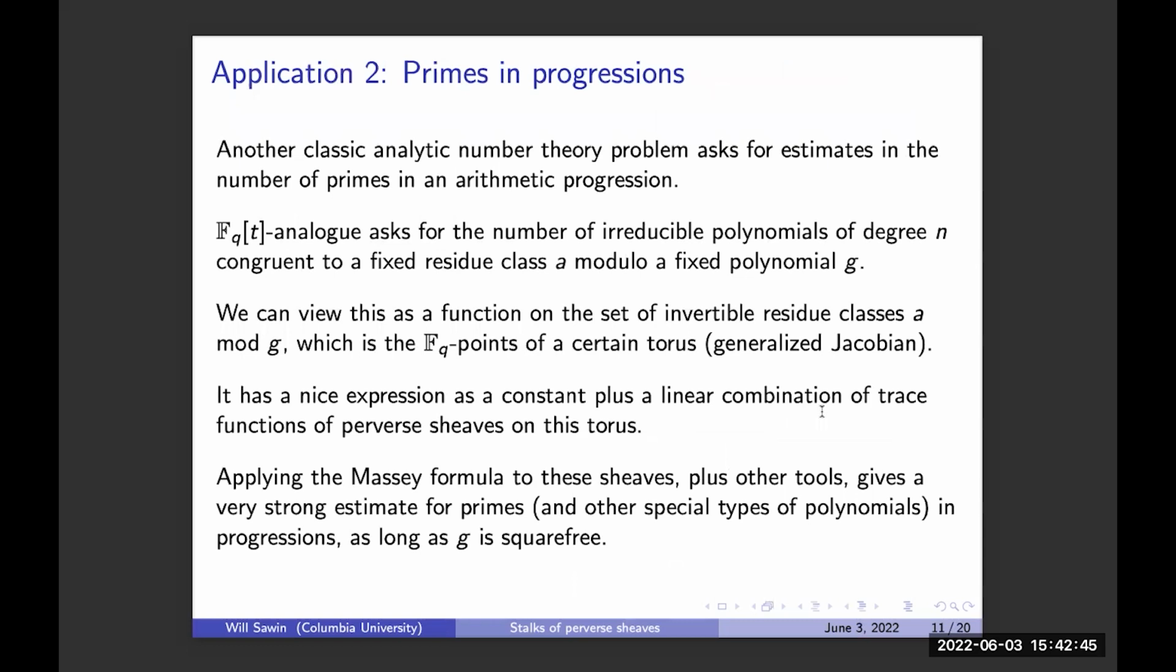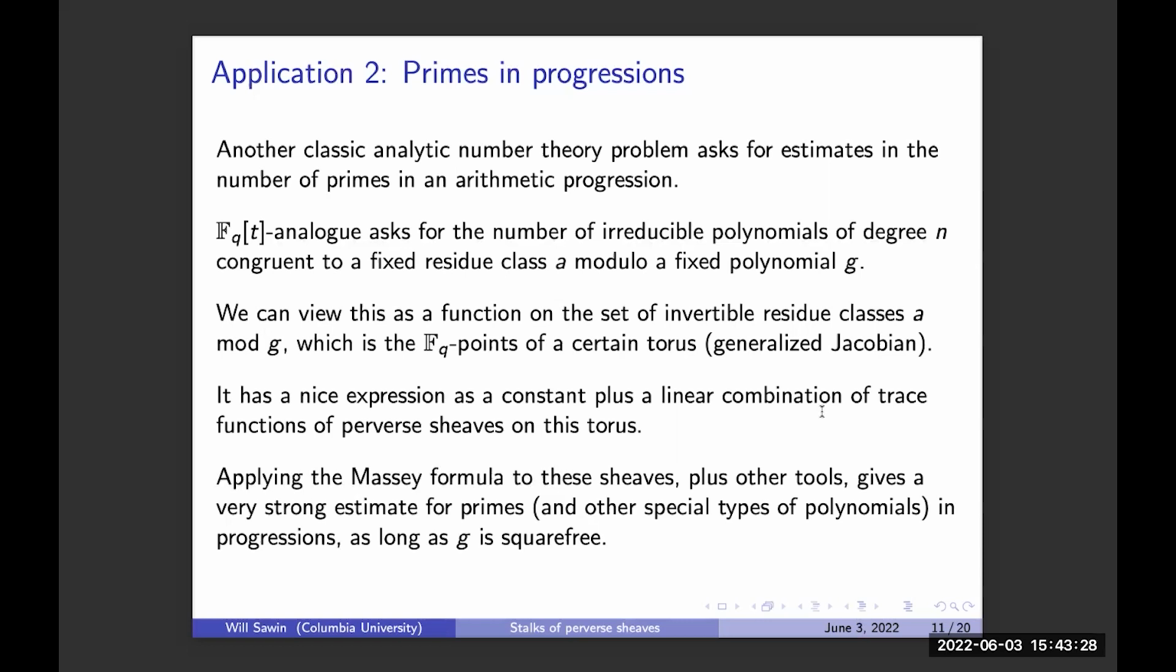And so a second application I want to give is to an even more classical problem in analytic number theory, which is about the number of primes in an arithmetic progression. You would like to have good upper and lower bounds for how many primes there are up to a given distance in a given arithmetic progression. And so there's an analog of this for polynomials over finite fields, where, because the analog of primes are irreducible polynomials, you count the number of irreducible polynomials of degree n which are congruent to a fixed residue class A modulo a fixed polynomial G.